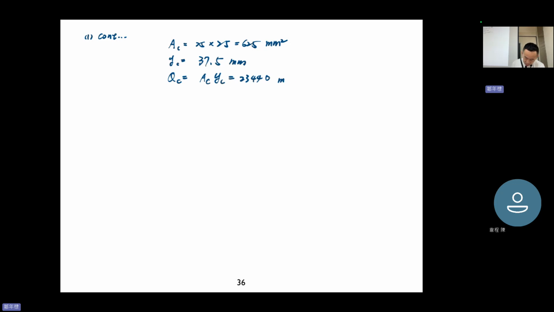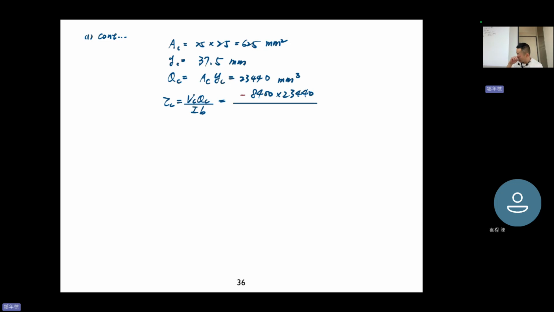23440 millimeter cubed. So the tau C equal to VC QC divided by IB, which is equal to 8400 times 23440.